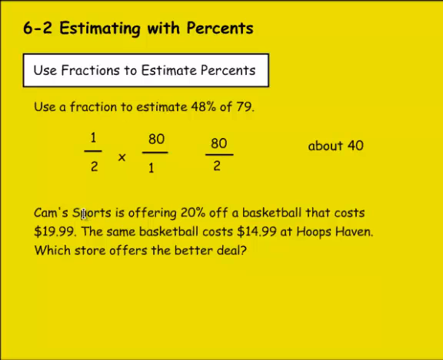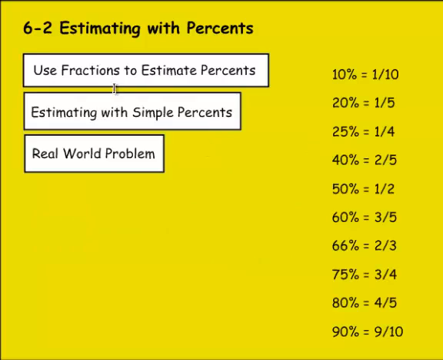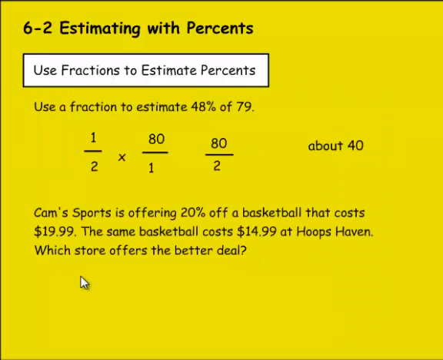Let's do the same thing for this word problem. Cam Sports is offering 20% off a basketball that costs $19.99. The same basketball costs $14.99 at Hoops Haven. Which store offers the better deal? So first we need to find 20% of this, and then we need to take it off this total number, and then we can compare it to the $14.99 and see which one's bigger. Well, if we're going to find 20% of $19.99, I know 20% is the same as 1/5. So if we would say 1/5 times $19.99, I'm going to estimate $19.99 as $20 then. So 1/5 times 20 over 1.